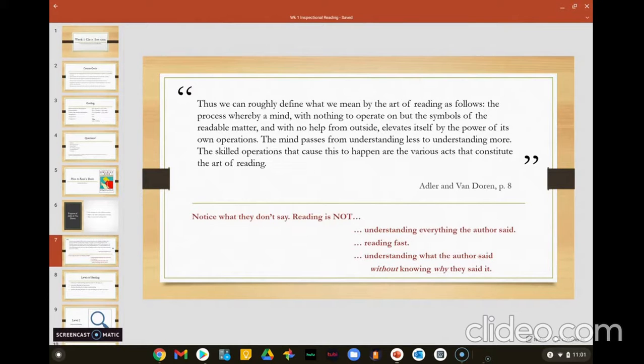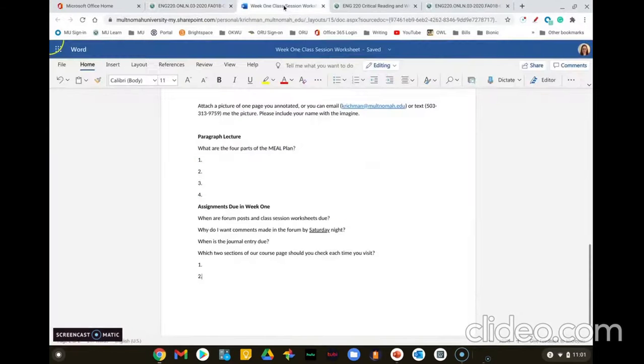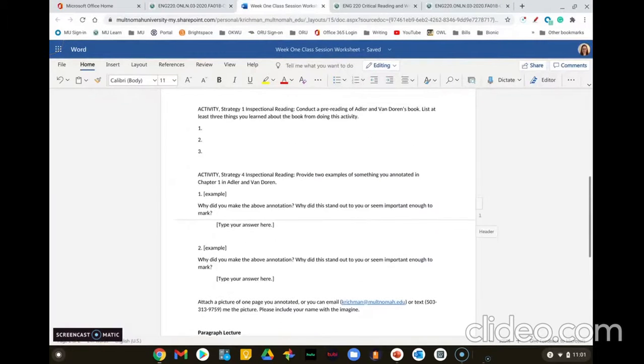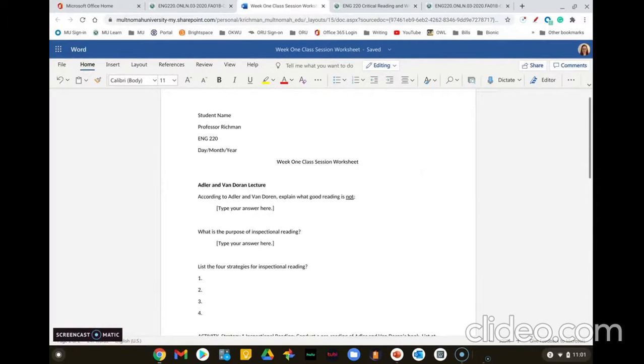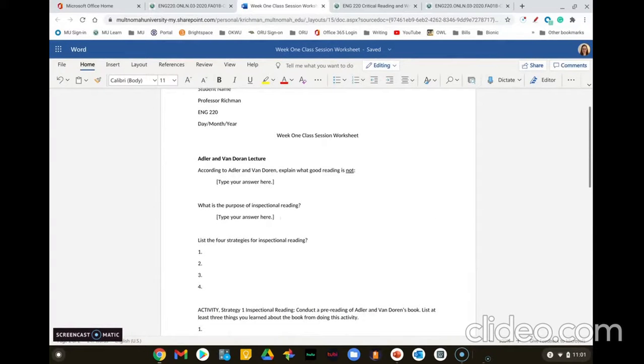Okay, so I want you to think on both of these, and these are also questions that I want you to include in the worksheet. So if you're following along, you'll notice I've already addressed that's the first point in the worksheet to answer.